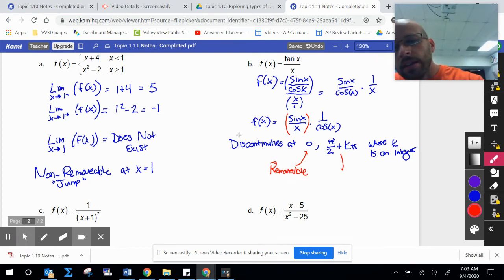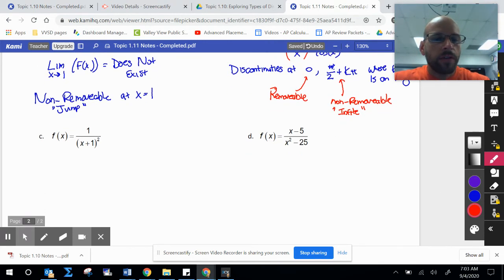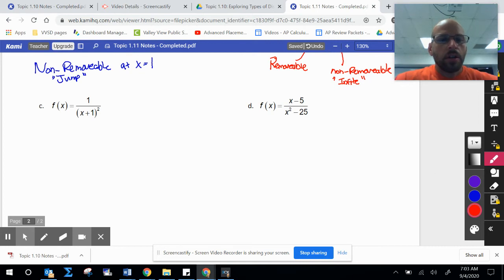And then down here, we can't do anything with 1 over cosine of x. Those are going to be vertical asymptotes at each multiple of pi over 2. So I'm going to say this is non-removable. And more importantly, those are going to be asymptotes, so we know that they're going to be infinite discontinuities. Okay? For part C, there's nothing I can really do to reduce part C.